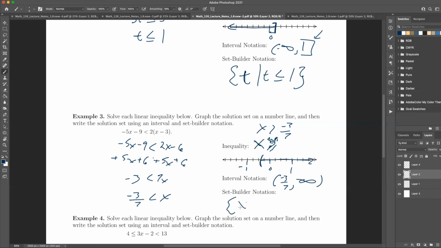And the set builder notation is always just, you just add in this part, the set such that, then you have your inequality.